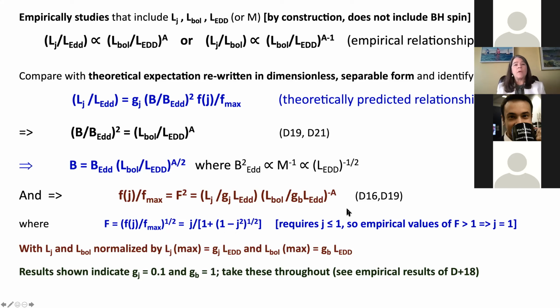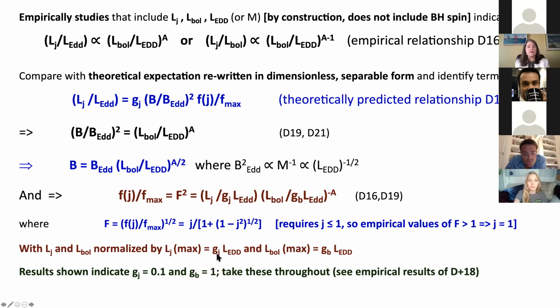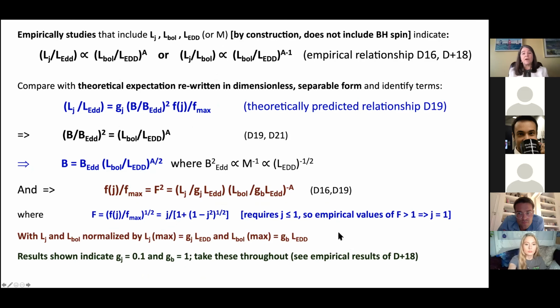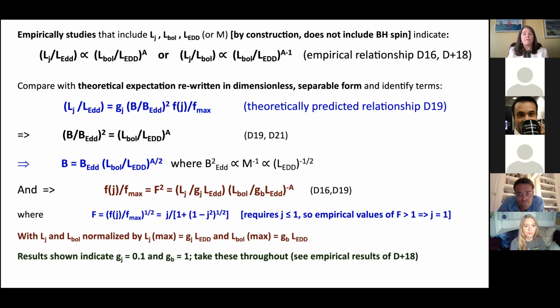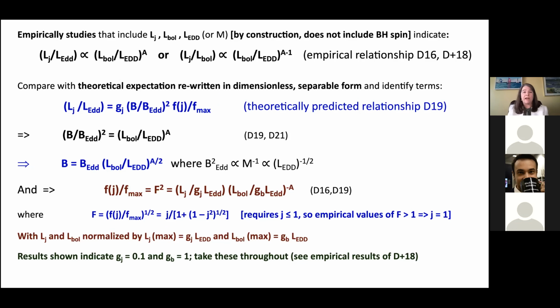When this equation for F squared is used to empirically determine the spin, a value of G sub J of 0.1 is used for all sources, and a value of G sub B of 1 is used for all sources. Of course, we always keep in mind that G sub J might be different for different types of sources, and that is work that I'm working on now, but I'm not going to be reporting on that today.